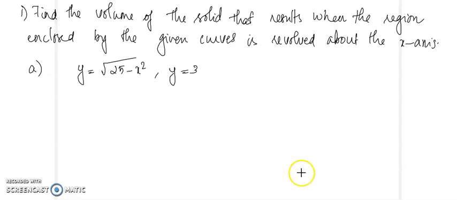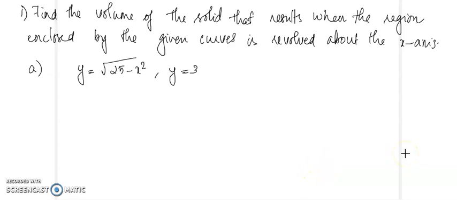Good morning all. So in today's class we'll look at finding the volume of solid by using the method of disk or washers. So the first question is, you need to find the volume of the solid that results when the region enclosed by the given curves is revolved about the x-axis.